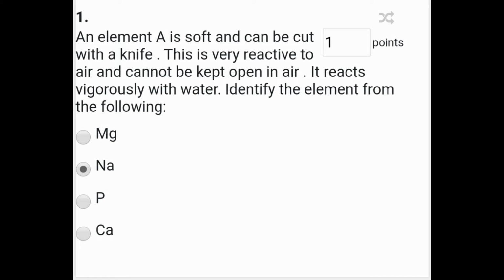First question. An element A is soft and can be cut with a knife. It is very reactive to air and cannot be kept open in air. It reacts vigorously with water. Identify the element from the following. Out of these, option B is correct. That is sodium.